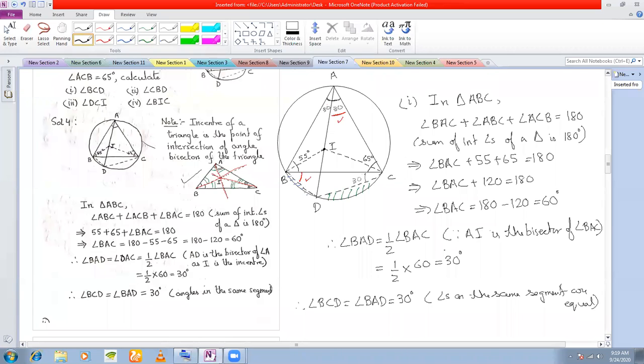The second part of the question is a one-liner. Angle CBD is equal to angle CAD, is equal to 30 degree. Why? Because angles on the same segment are equal.